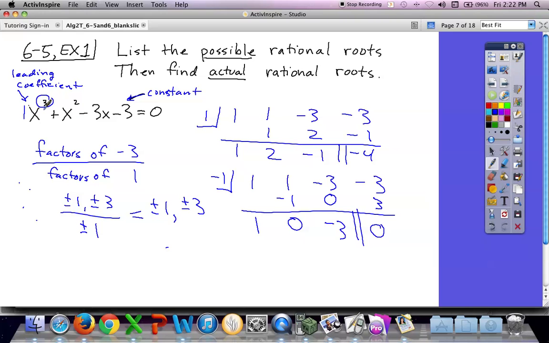So it must be x squared minus 3. Right. And if you want to find the last two zeros, you set it equal to 0 and you solve. So x squared equals 3, x equals plus or minus the square root of 3. So those last two are irrational. So when they said in the directions, it just said find the actual rational roots, and the only actual rational root was negative 1. The other two are irrational.